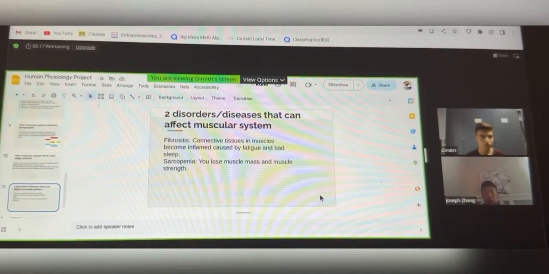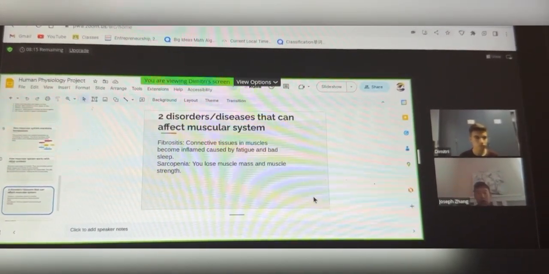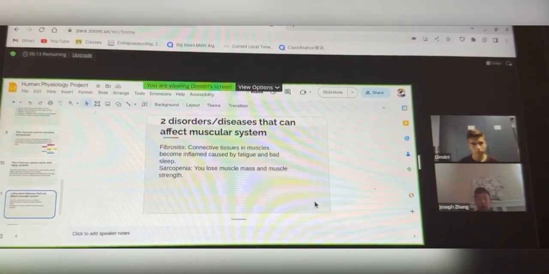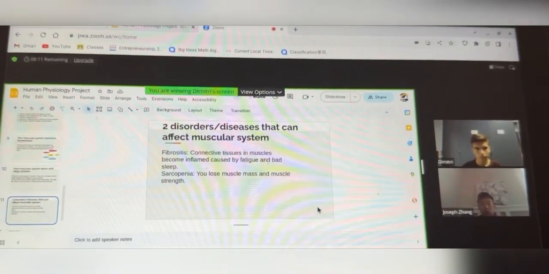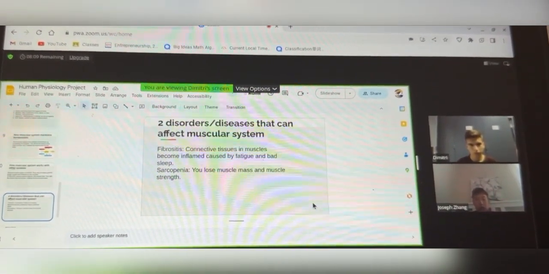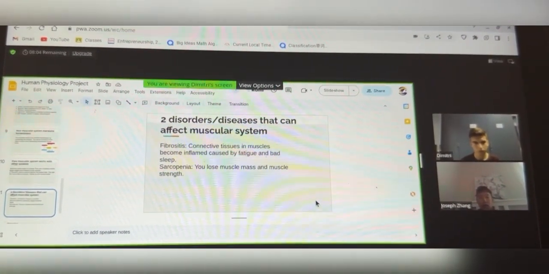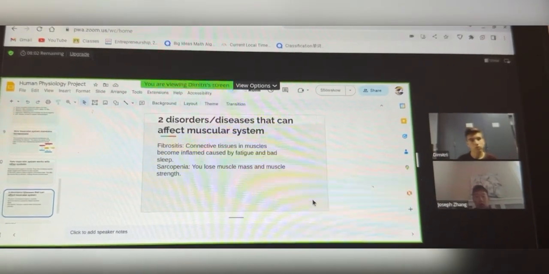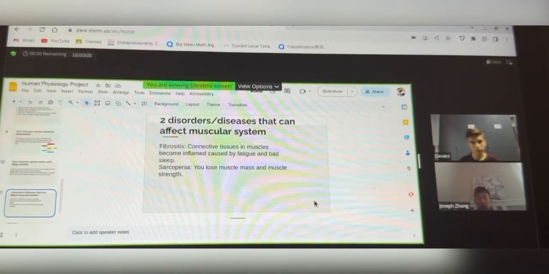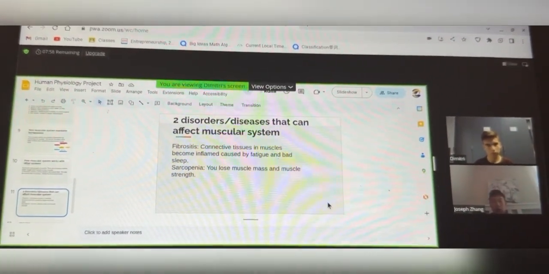So, 2 disorders/diseases that can affect this system. The first one is fibrositis, which is where connective tissues in the muscles become inflamed because of fatigue or bad sleep. And the second disorder/disease is called sarcopenia. Basically, you just lose muscle mass and muscle strength.